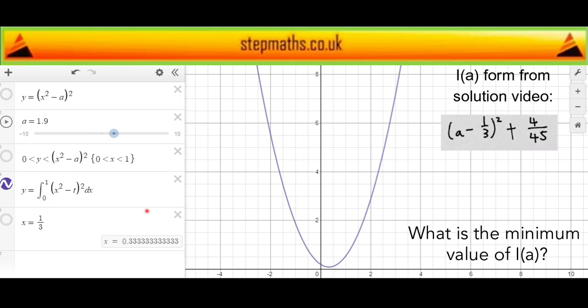Now we were asked to find the minimum value of this curve, so algebraically we can work out it's attained here, since we can rearrange I(a) into this form up here, and from here it's clear. And also looking at this form and the graph, it's clear that we actually have a line of symmetry in the line x equals a third. And at this point here, we have our minimum, and it is 4/45.